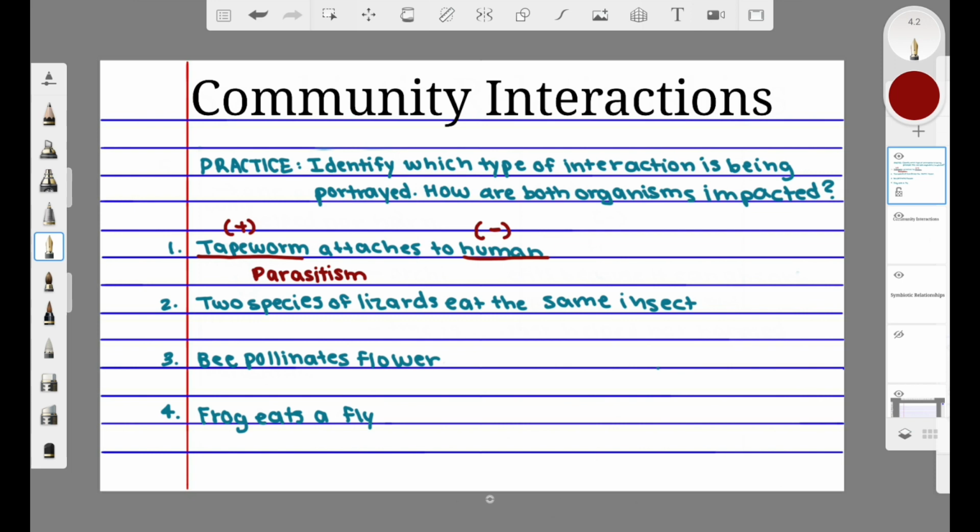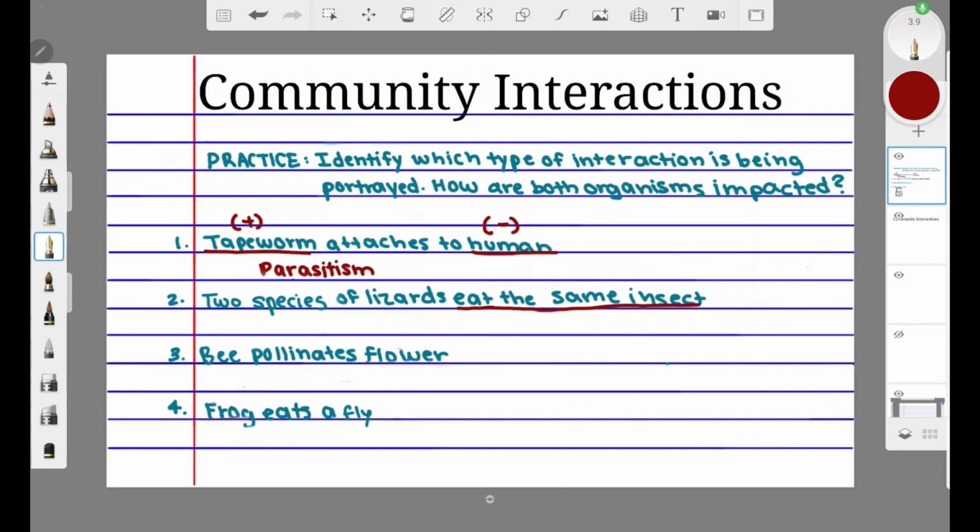Number 2. Two species of lizards eat the same insect. They eat the exact same limited resource. So it is competition. And since we talked about how competition harms both species, it harms species 1 and species 2.